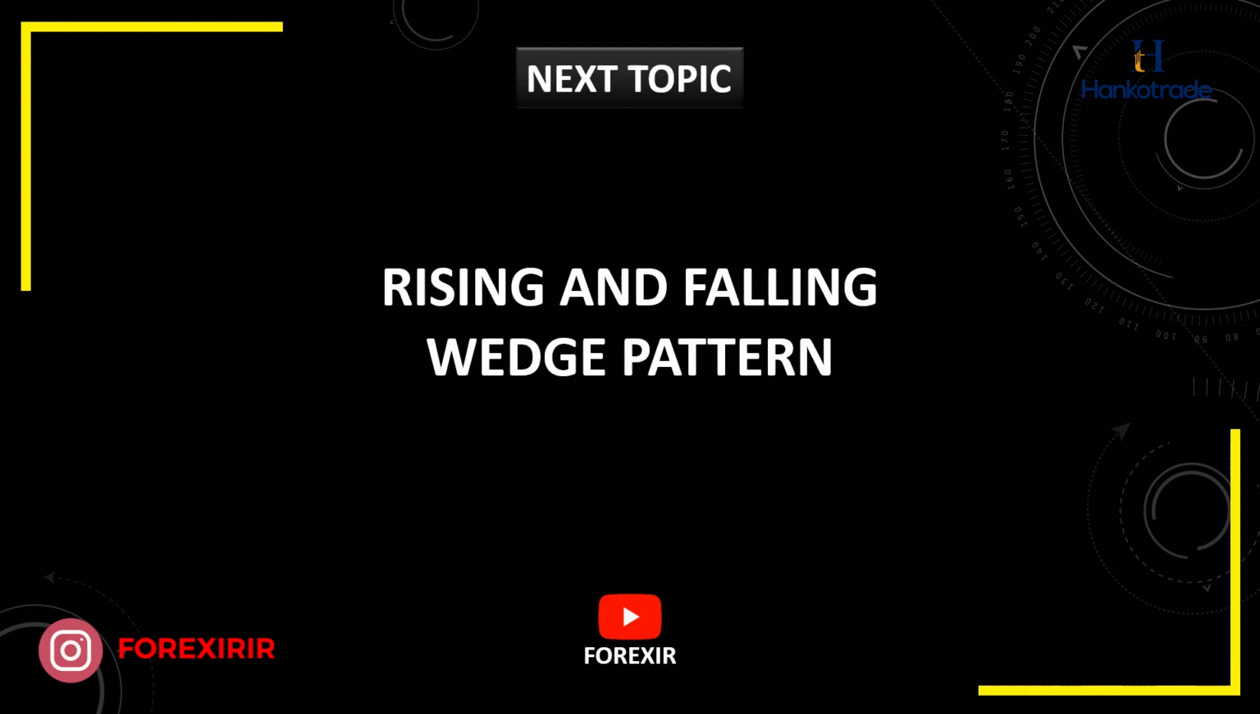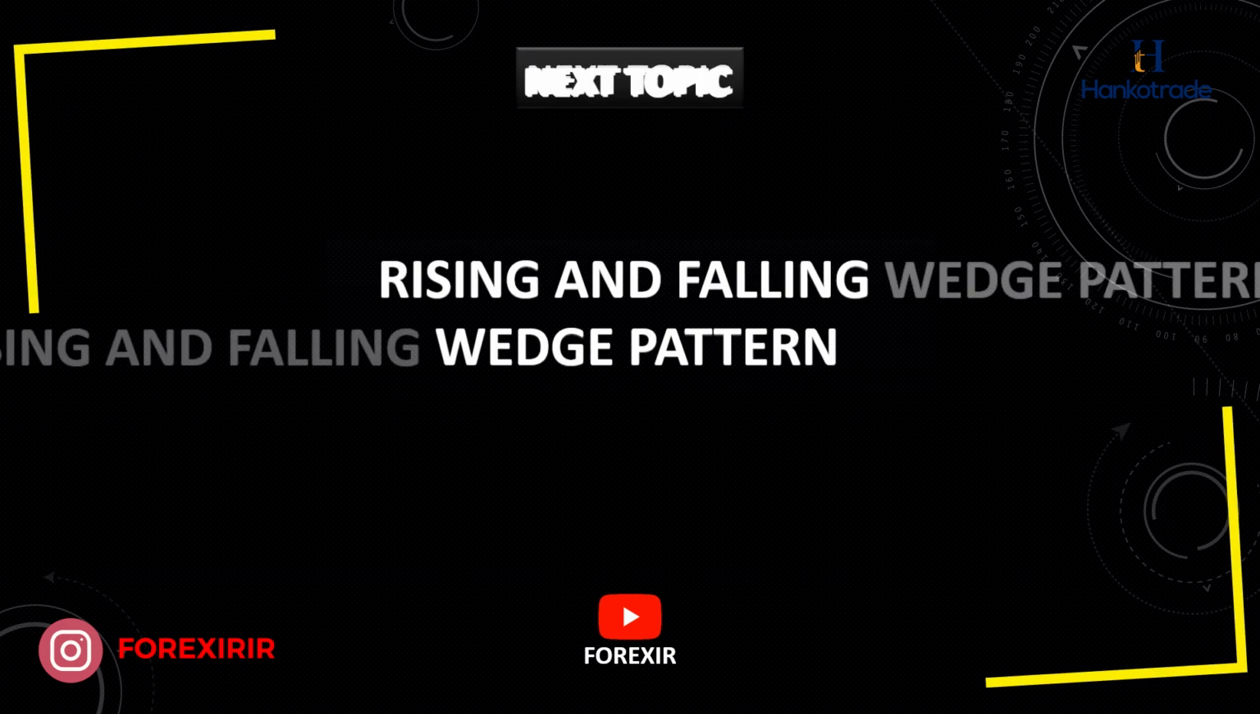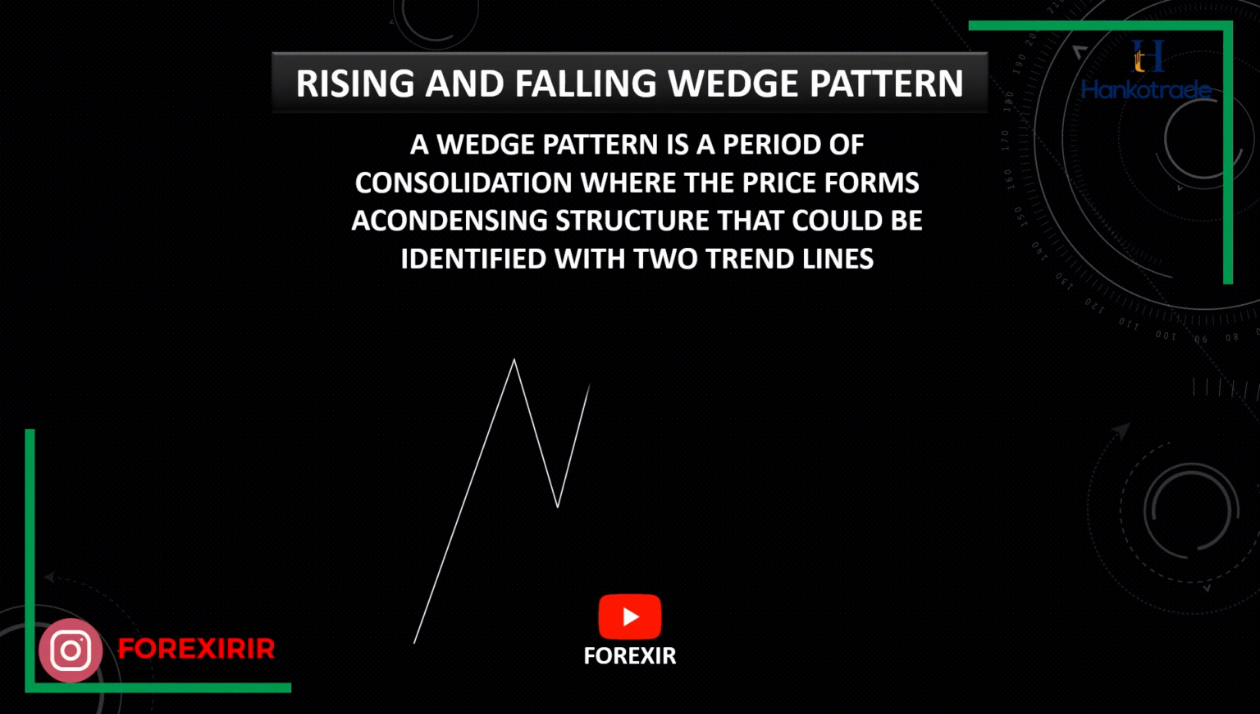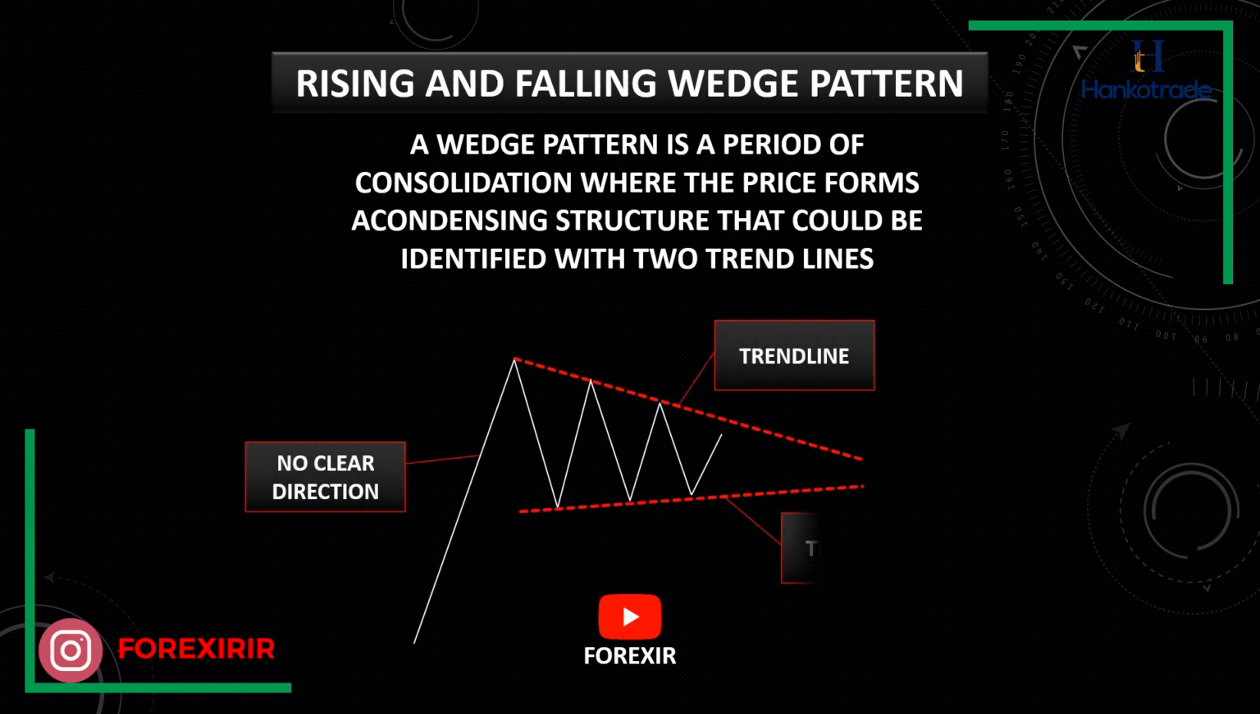Number 6. Rising and falling wedge patterns. A wedge pattern represents a consolidation period where the price forms a narrowing structure, identifiable by 2 trend lines. What does this tell us about market participants? It indicates that the market lacks a clear direction, and buyers and sellers are engaged in a battle for control. Breaking above or below the trend lines reveals which side is gaining the upper hand.